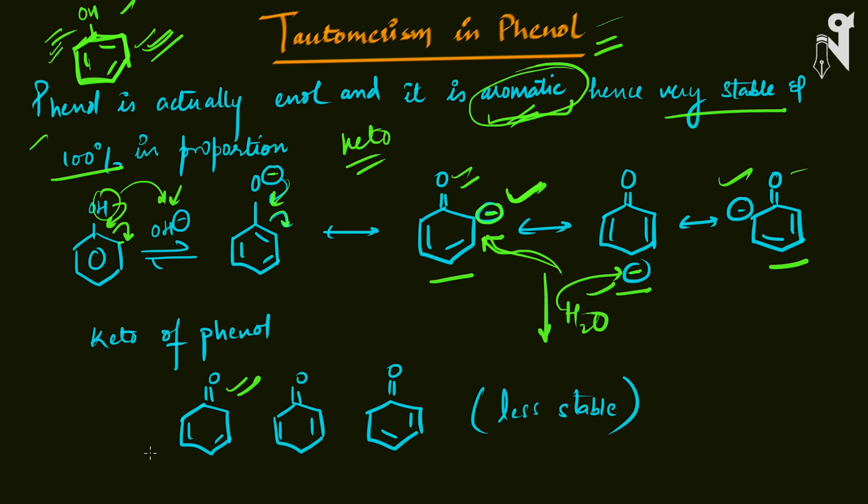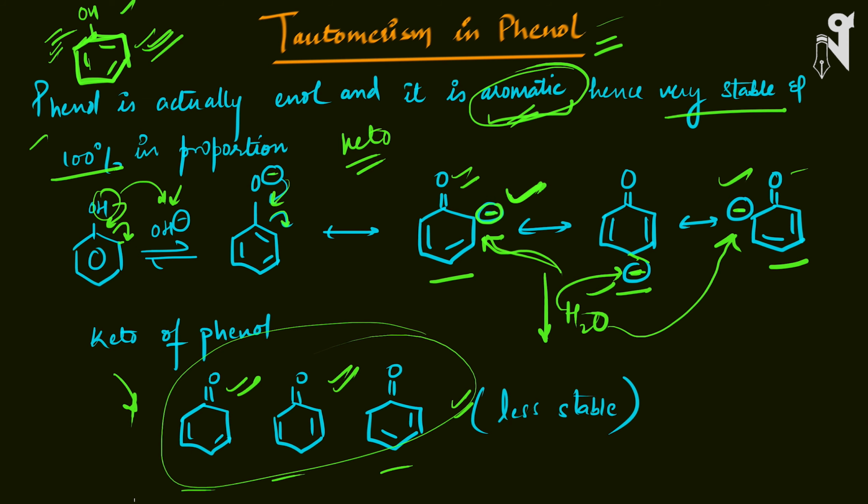This is your keto form of the phenol. If the negative charge is here, then hydrogen will come and attach at this position, and this is what you'll get in terms of keto. And if the negative charge is here, then hydrogen will come and attach over here, and this is what you're going to get. So basically 3 different keto forms you will get for phenol. And all of these forms are less stable than this form.